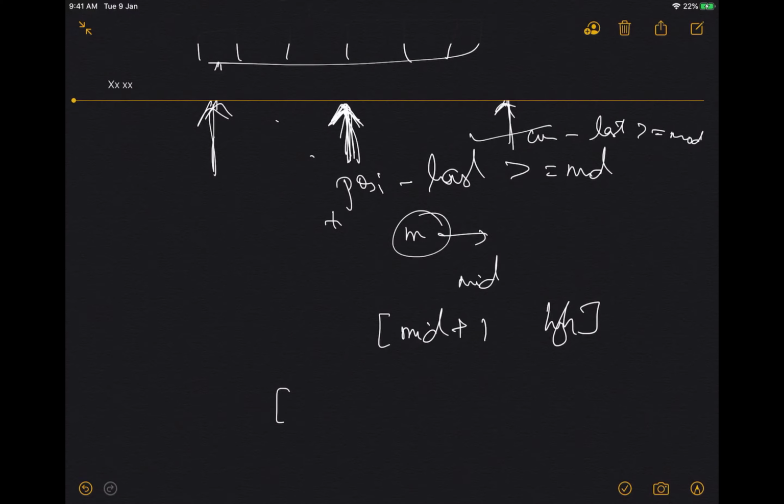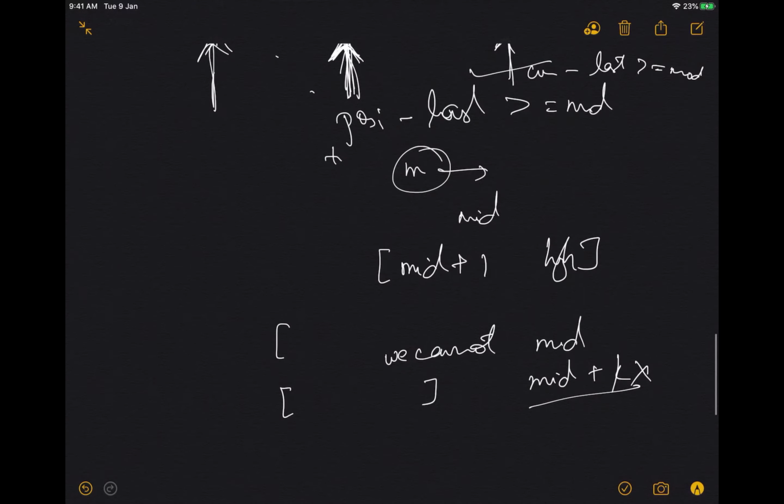Because if we cannot maintain a minimum distance of mid, then how can we maintain a minimum distance of mid plus 1, right? If we cannot maintain a minimum distance of mid, then it is not possible to maintain a minimum distance of mid plus k, right? So that's why we check for a solution on the left half, that is low to mid minus 1. Okay, so that's the case.